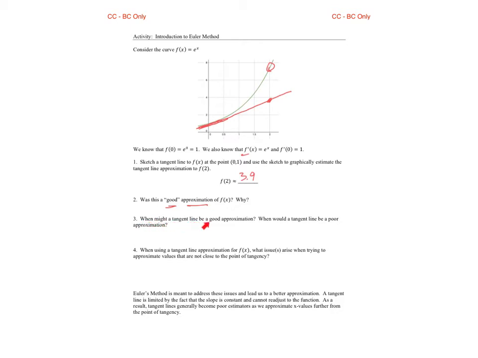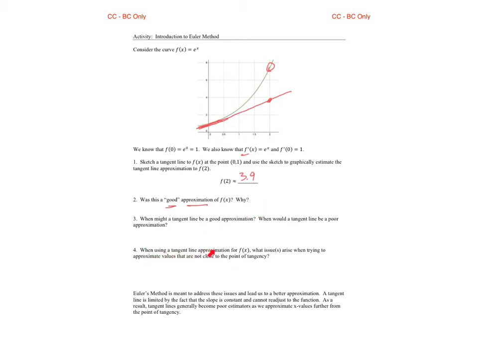So when might a tangent line be a good approximation? Well, from this picture, I'd say when we're pretty close to the point of tangency, because once we start getting some separation, especially in this graph, the separation changes very quickly. This slope is a constant slope. It's not changing, right? It's a tangent line. It's just a line. So as you get further away from that line, your approximation is going to get worse. When would a tangent line be a poor approximation? Well, when you've got a big gap from the actual graph you're trying to approximate.